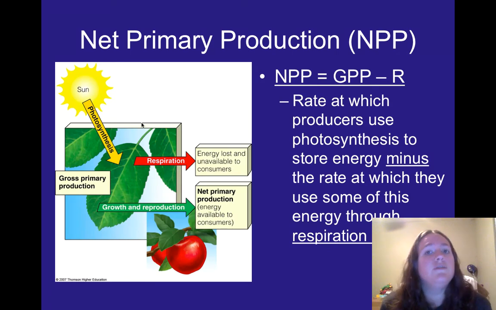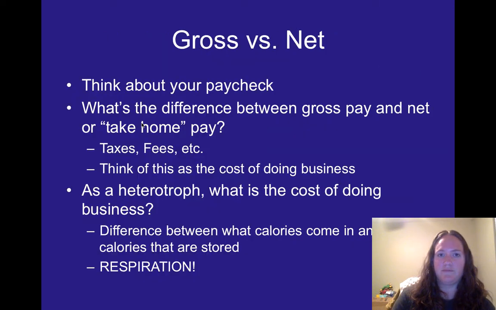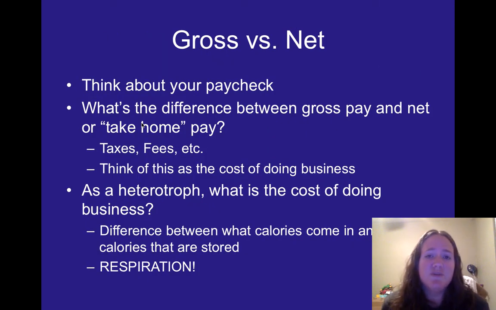Net primary production, also going to be called NPP from now on, is the rate at which producers are using photosynthesis to store energy minus the rate at which they are using this energy through respiration. Everything they're producing is the gross primary productivity, but they're using some of what they're producing for the respiration process. So that net, after you subtract out R, is going to be our NPP, our net primary productivity.